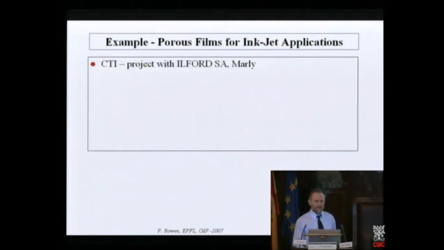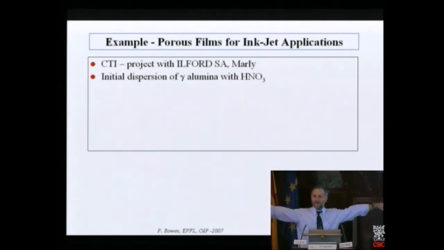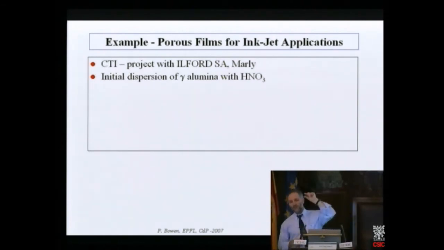So one little example, I was working with Ilford, and we were trying to make inkjet coatings. So inkjet paper, who has never used an inkjet printer? Okay? So the paper normally had, in the past, a polymer layer to absorb the ink. Same stuff is used for babies' nappies, which has a fantastic absorption capacity. Pampers for babies absorb 400 times their weight. But it was too slow.